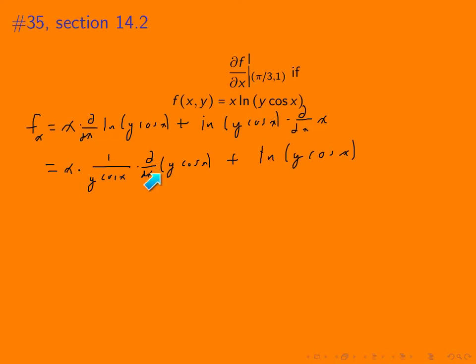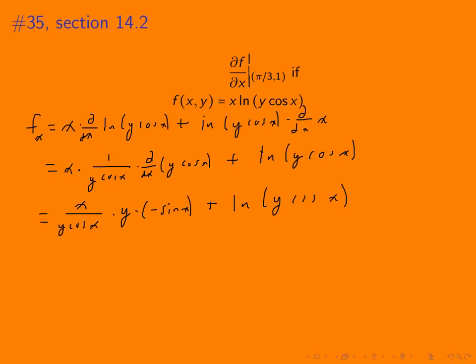Now for this last piece, we need to differentiate this. y acts as a constant, and so I'm taking the derivative with respect to x of a constant times cosine of x. So finally, that's not too bad. This first part that I'm just going to recopy is x over y cosine x times the derivative of y cosine x, so that's times y times the derivative of cosine x, which is minus sine x, and then let's just copy this other bit, log y cosine of x.